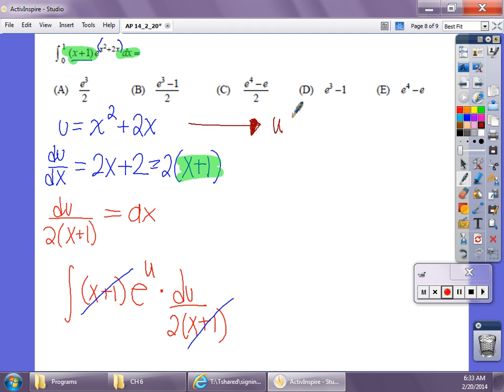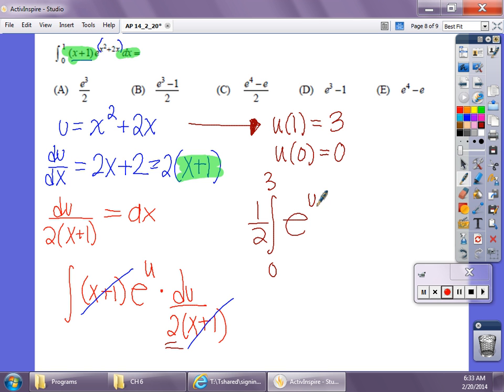Past years, I always made students change the limits right at the beginning so that you don't forget to do it. It's probably a pretty good habit to have. So 0 to 3 of 1/2, and that's from this 2 right here. I put that out front. It's a denominator, e to the u du.